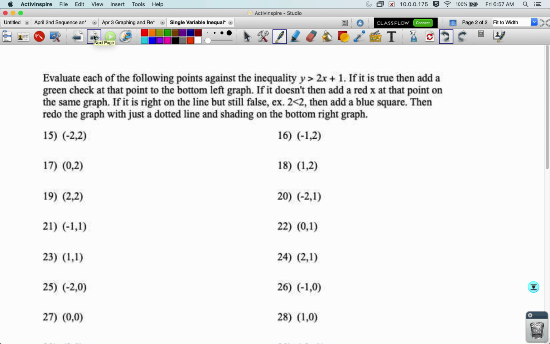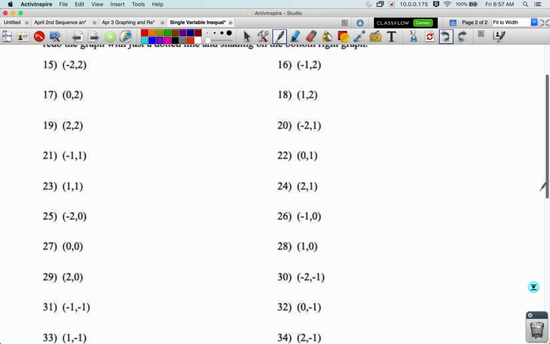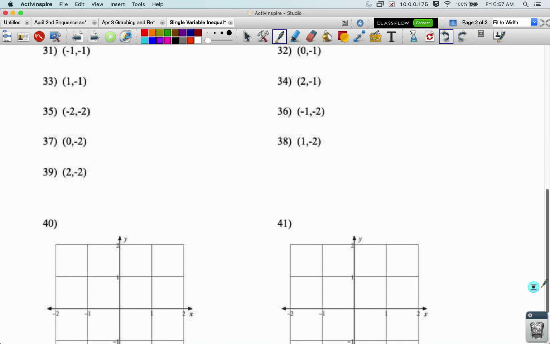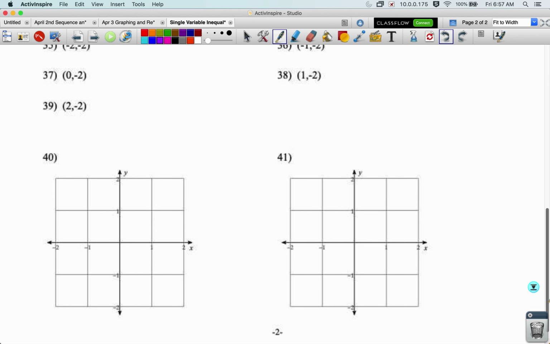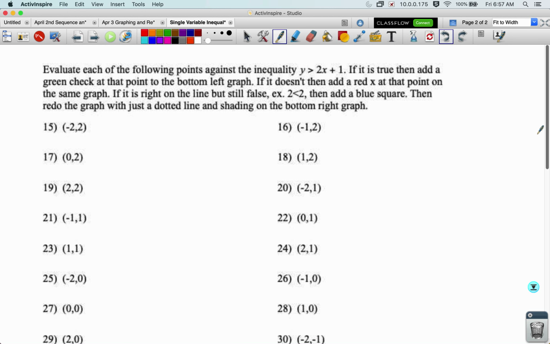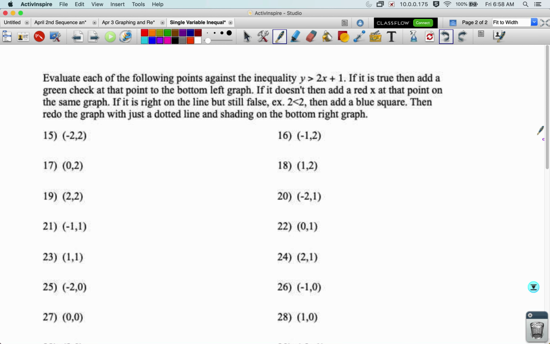All right, so in the back here, I've come up with this activity where we are going to check a bunch of different ordered pairs against an inequality to see if they're true or false, and then we're going to plot them, and it's going to reveal to us what the graph should look like. So here I've got a bunch of ordered pairs. All of these ordered pairs fit on this graph down here. And I want to say if they are true or false when I plug them into this inequality here. Y is greater than 2x plus 1.